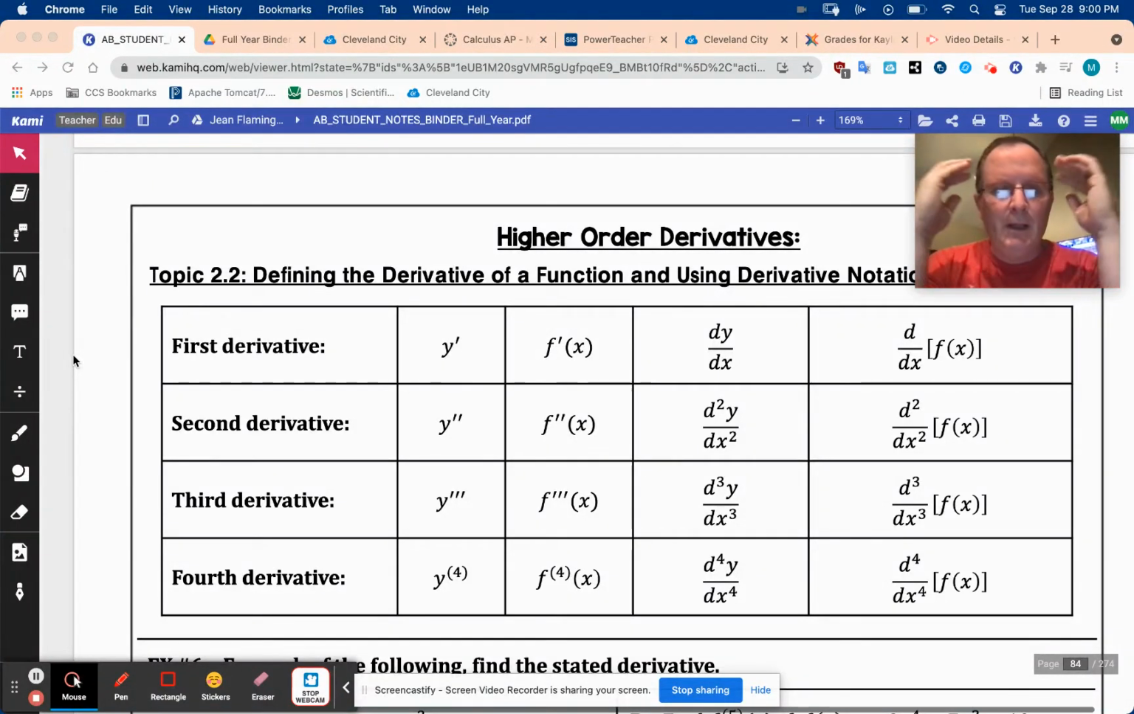Here we go. Higher order derivatives. All right, so here's the notation for our first derivatives. We've used them a bunch. Now watch this. Second derivative, no big surprise on those.